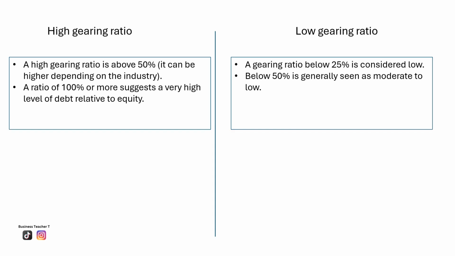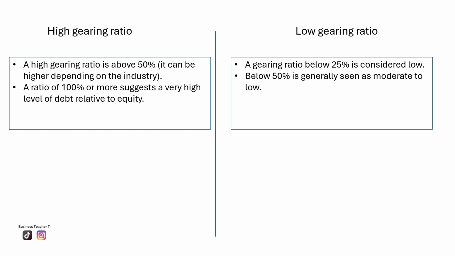It's important for you to know what a high gearing ratio is and what a low gearing ratio is. Now, a high gearing ratio is above 50%. It can be higher depending on the industry. A ratio of 100% or more means that the company has as much or more debt than equity, and that suggests a very high level of debt relative to equity.